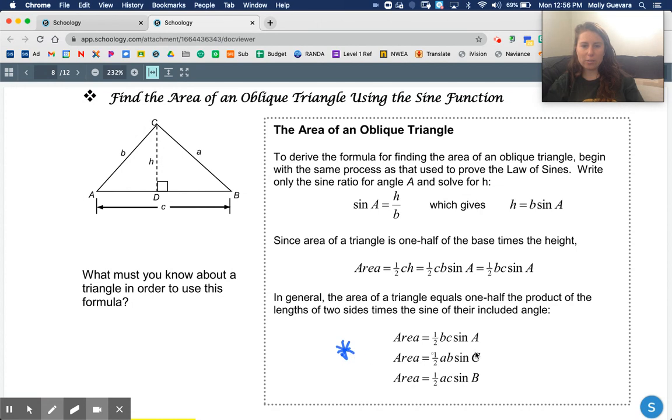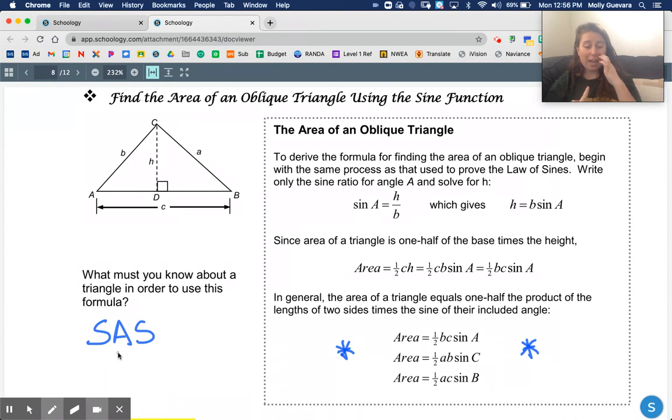This right here are the formulas that you need. Notice I'm given an angle and then I'm given the two sides not associated with that angle. Any of these three formulas are exactly the same. What must you know about a triangle in order to use this formula? You have to know side angle side. It's your only option. The angle has to be between the two sides. It has to be included.